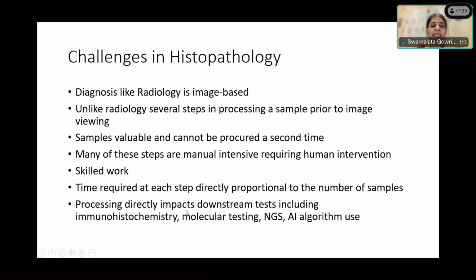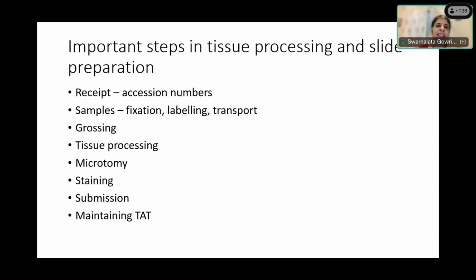And this processing is very, very important because it directly impacts all the modern tests that we have in our armamentarium, including IHC, molecular testing, NGS, AI algorithm use, and so on. So if you don't process your tissue well, you have lost out on all these special tests.